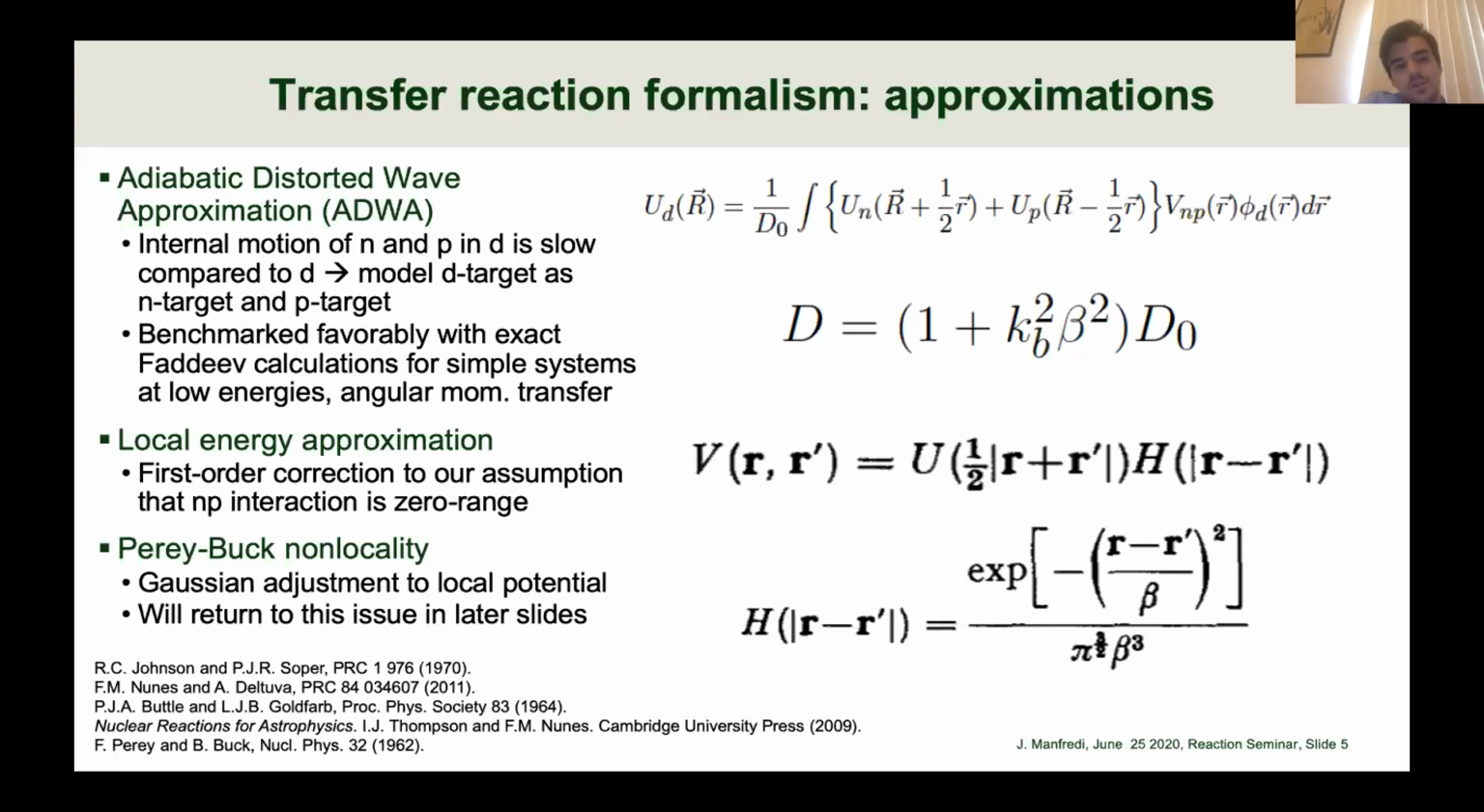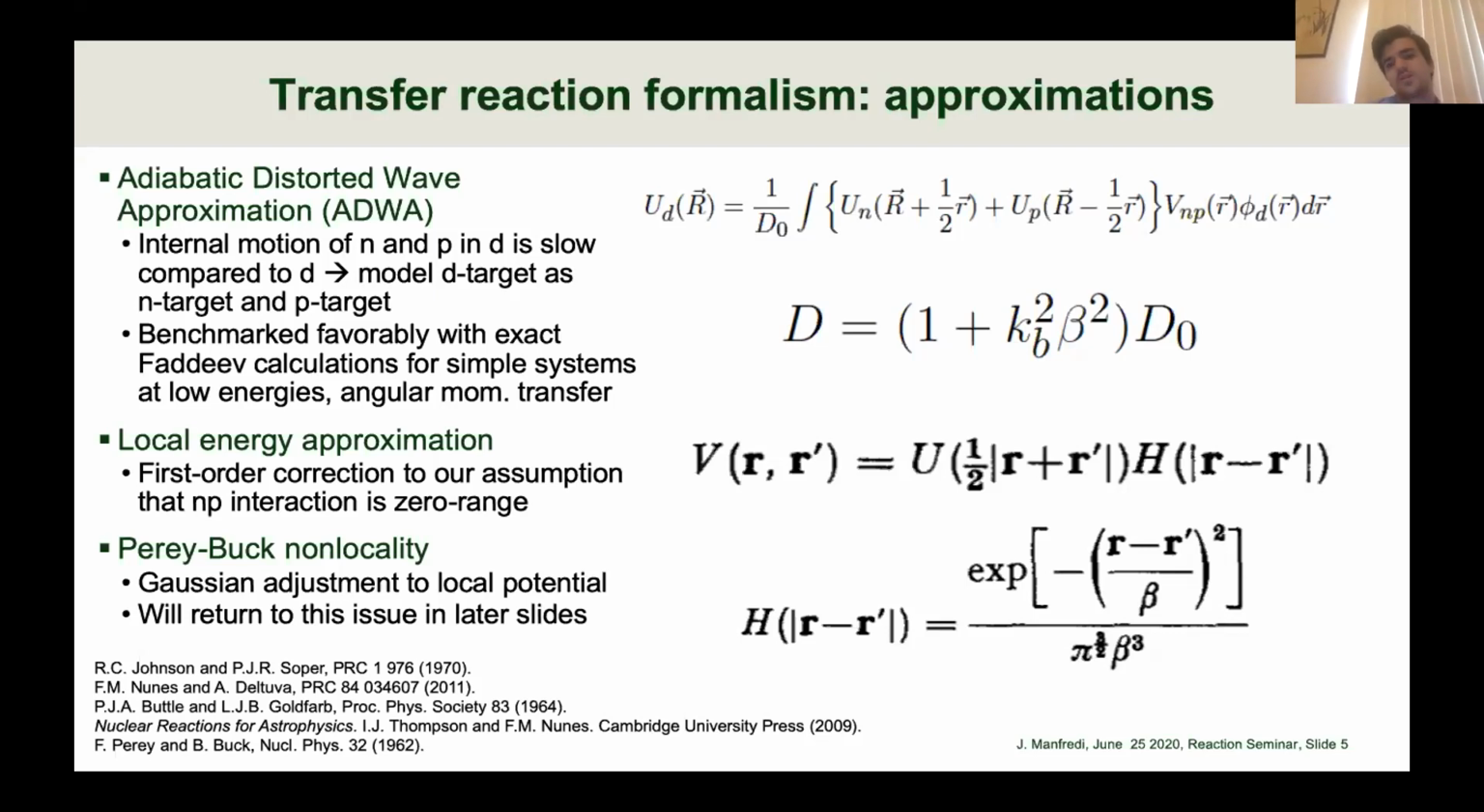And so this approach introduced by Johnson and Soper allows us to take that deuteron breakup into account when we calculate our transfer reaction cross sections. Nunez and Deltuva did a benchmarking of the ADWA compared to exact Faddeev calculations for a few systems at low energies with low angular momentum transfer, but the ADWA performed quite well, I think within 10% of the exact calculations.